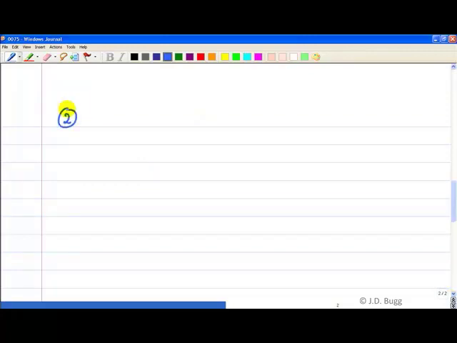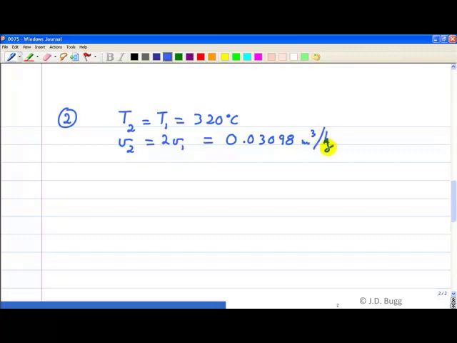State point 2, what do we know about state point 2? Well, it's a constant temperature process from 1 to 2, so T2 equals T1, that same 320 degrees C. So that's one property at point 2. The other property we know is that the volume doubles. So V2 is double V1, which makes it 0.03098 meters cubed per kilogram. So these are the 2 properties that we know at state point 2.